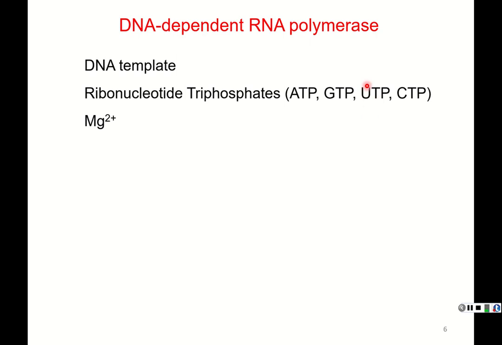And the big change here is that in DNA you have the base T, but in RNA it uses the base U instead of T. So that's something to keep in mind. Right, and you also need magnesium. Magnesium's important in these, just as it is in DNA polymerase, in the active site.